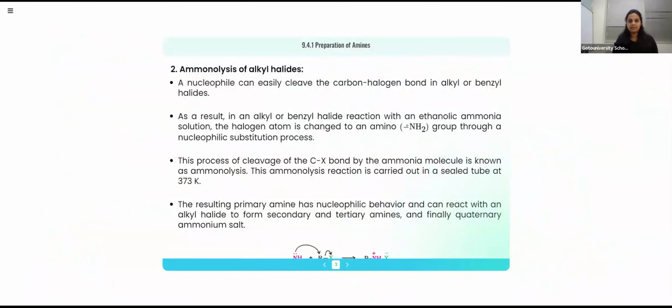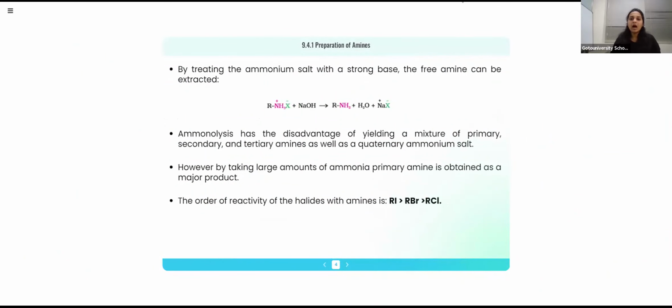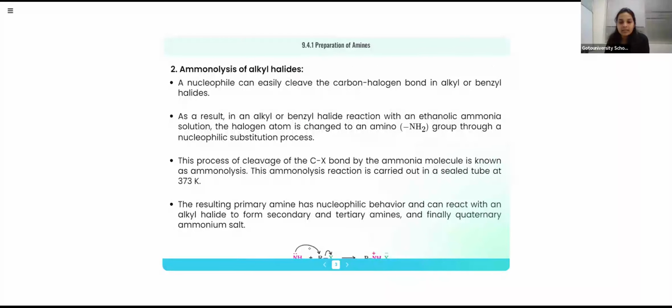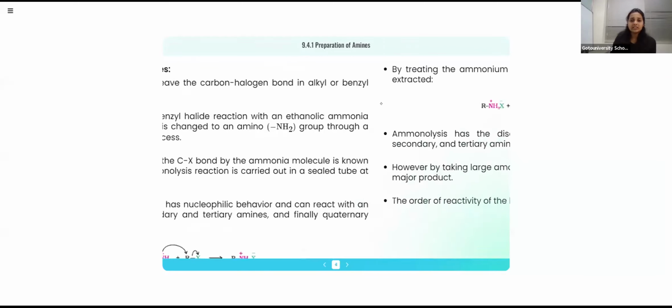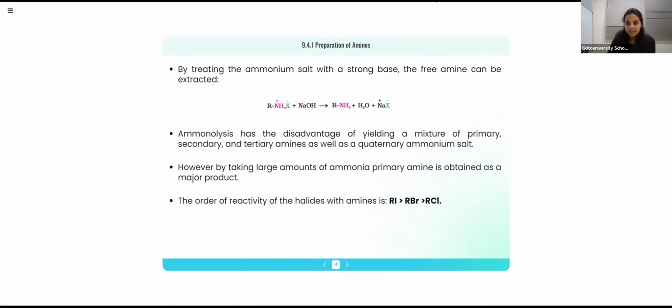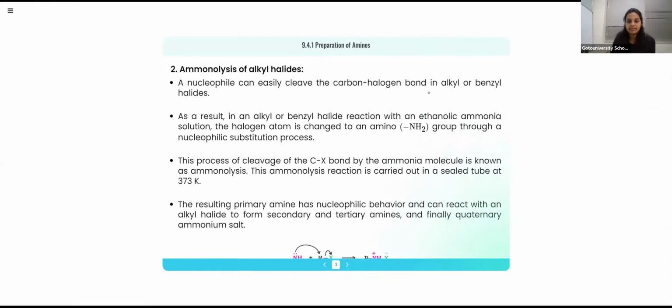By treating the ammonium salt with a strong base, the free amines can be extracted. See, in the previous one, the ammonia is there. The lone pair is attacking the alkyl group, and the electron pairs are moving on to the halogen atom. So this R group will come here, and the remaining halogen will go there. This is the reaction. I will write it once again.